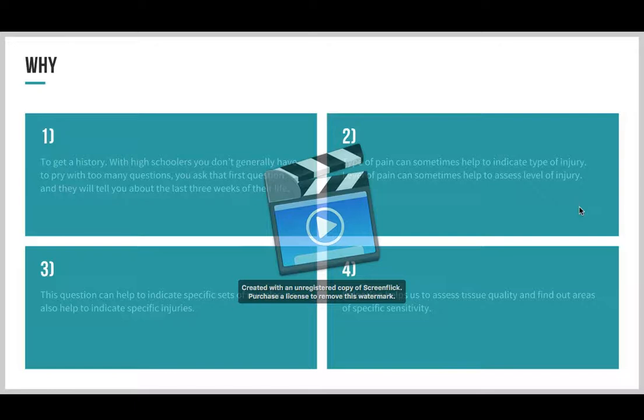Number 2, asking type of pain can help to indicate injury, what kind of injury it is, and then asking the level of pain can sometimes help to assess the level of injury, especially if you know the child or the teenager and you know their level of tolerance to pain. If they come in with high numbers and they are usually pretty tolerant to pain, then you know that's a serious thing. But also it can lead you astray sometimes when kids give you numbers like 8 out of 10 when it should really be like a 3 or a 4.